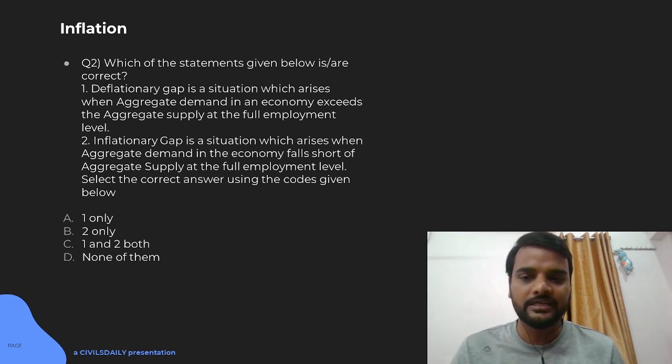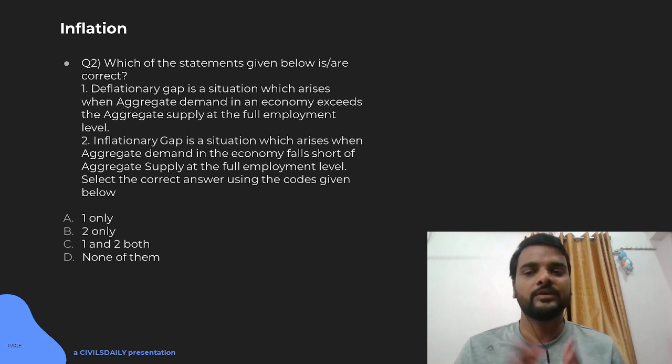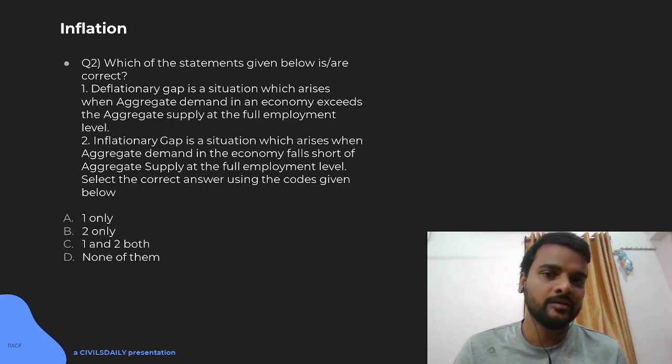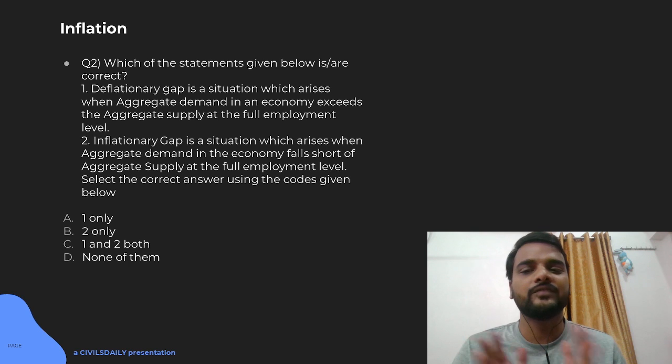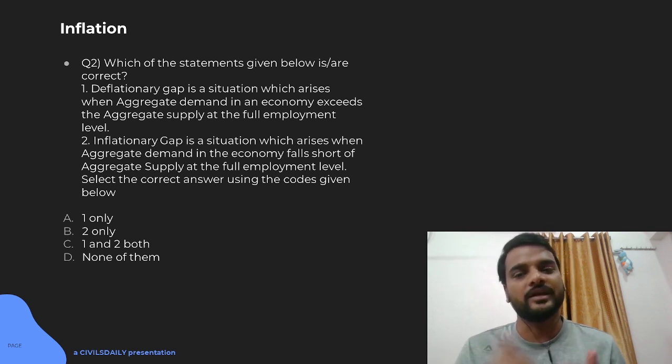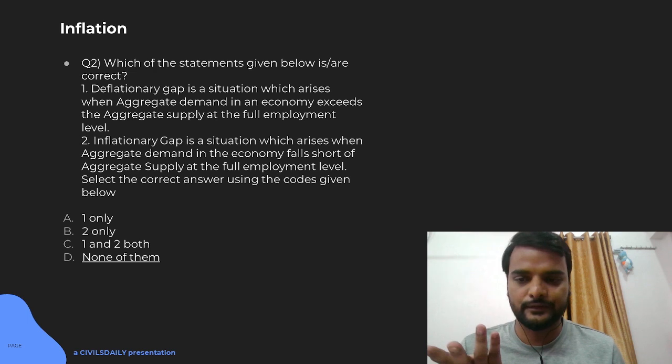Again, the second is just the reverse of the first. When you have less supply but more demand, you will have an inflationary gap. When you have less demand but more supply, you will have a deflationary gap, that is, deflation, where the price of any object will fall. Just imagine the situation of masks or sanitizers: you had more demand but less supply, so you had an inflationary gap. But when you have more supply in certain commodities like vehicles or electronics but less demand, their price will fall. So here none of them is correct.